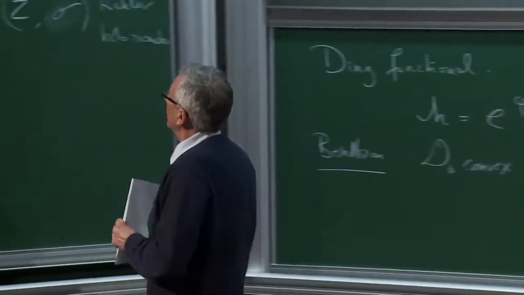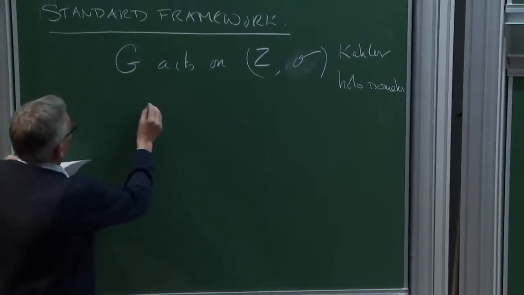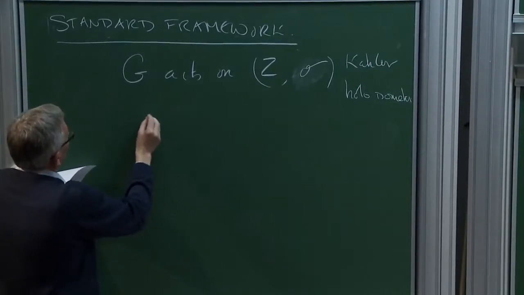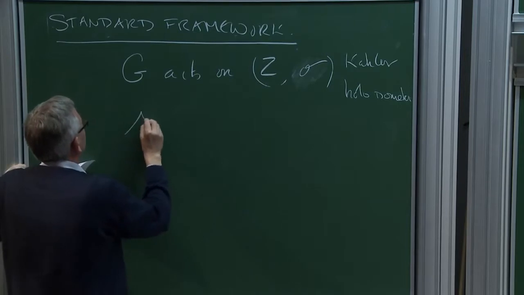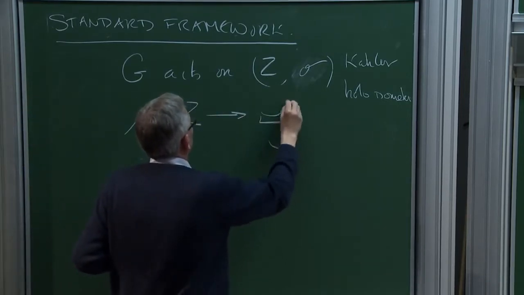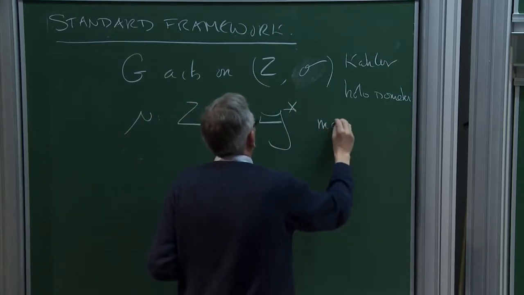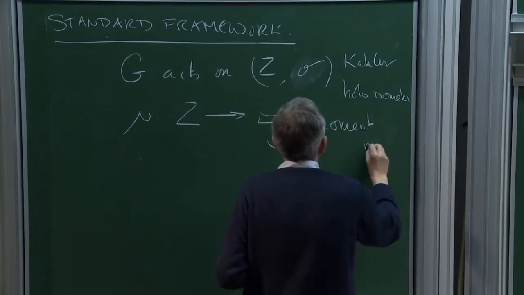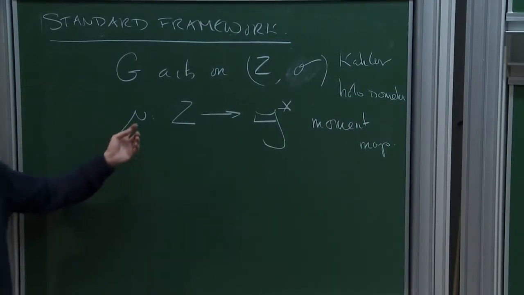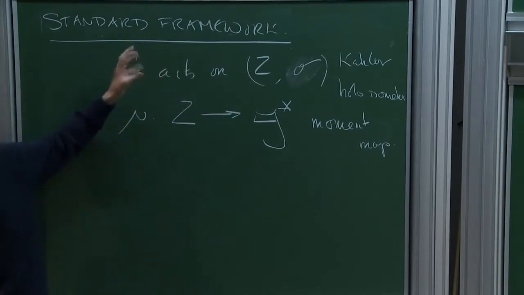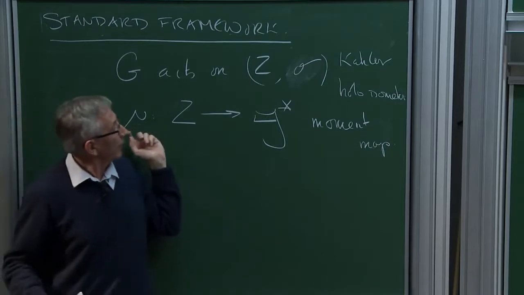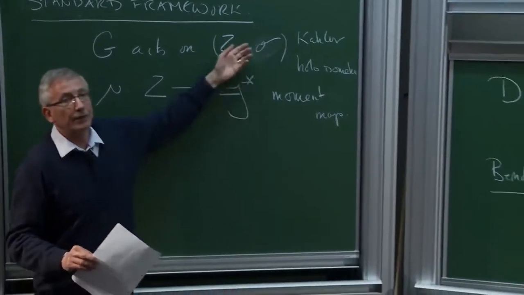So the relevant object to recall is that, under favourable cases, we'll assume there's a moment map, an equivariant map, from Z to the dual of the Lie algebra of G. This is just the generalization of the concept of a Hamiltonian, which would, if G was a circle, say, then we would know that the action would be generated by a Hamiltonian function.